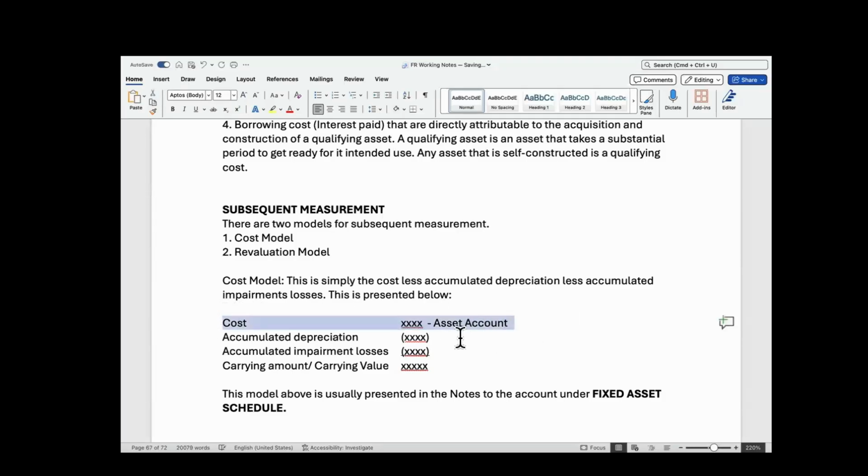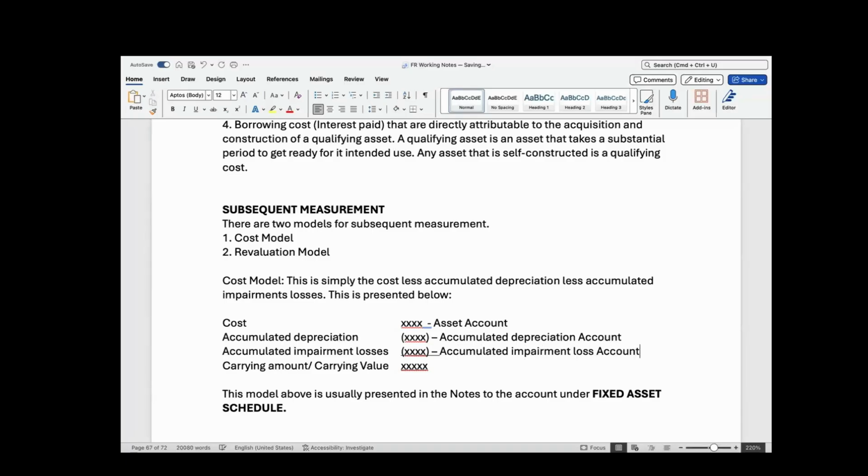Nothing beyond that. The only thing you see in the PPE account is the cost of the asset. You see this other accumulated depreciation, you would never find it in the asset account. There is an account, it too has its own account in your general ledger, called accumulated depreciation account. And likewise, impairment loss also has its own account, accumulated impairment loss.